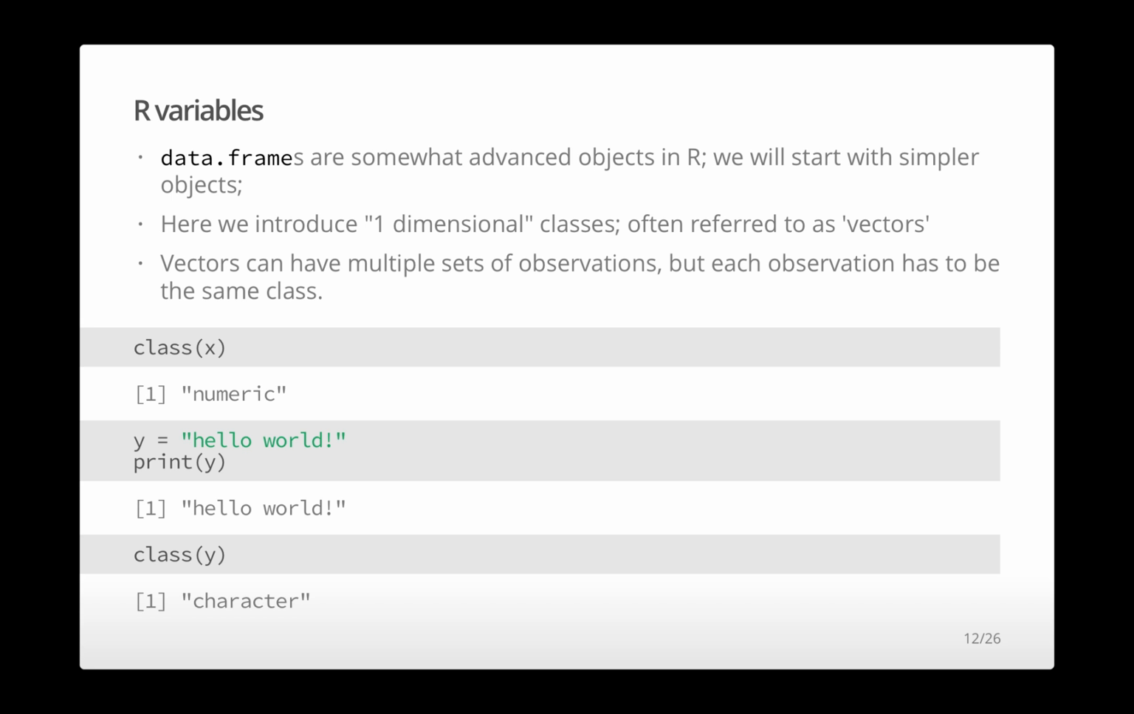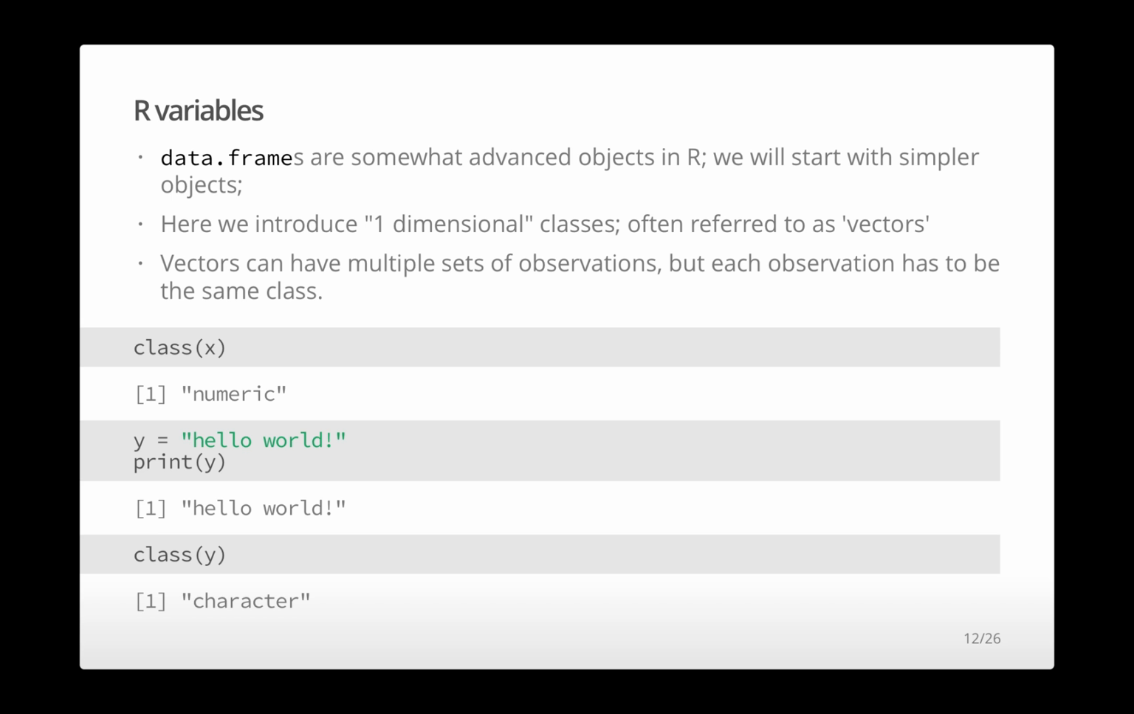So we just define x to be 2. We say class of x, and it says numeric. So to R, x is a numeric vector. That's the terminology that's used in R. So y, we're going to say y is equal to hello world. So let's note string, and we say print y, and then we say class of y.